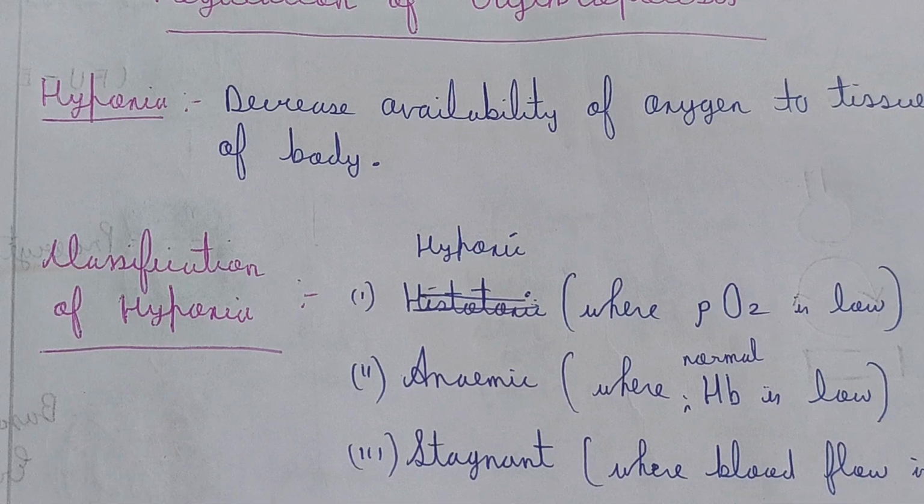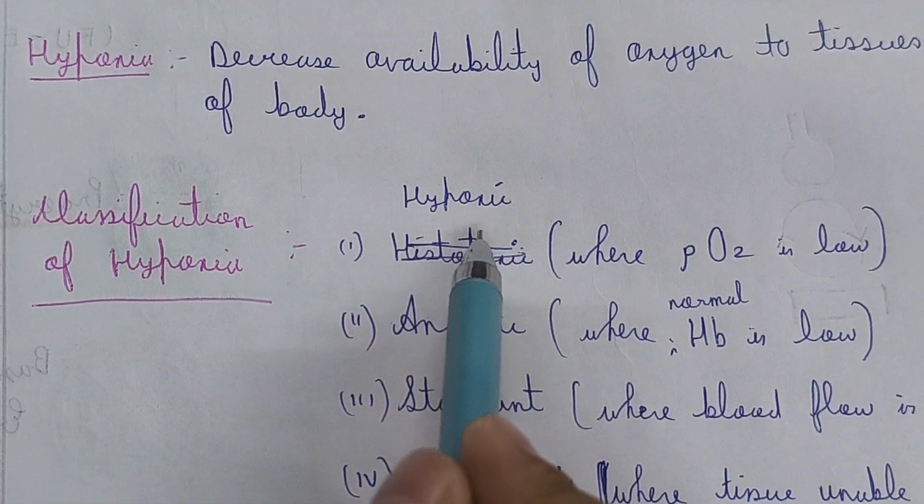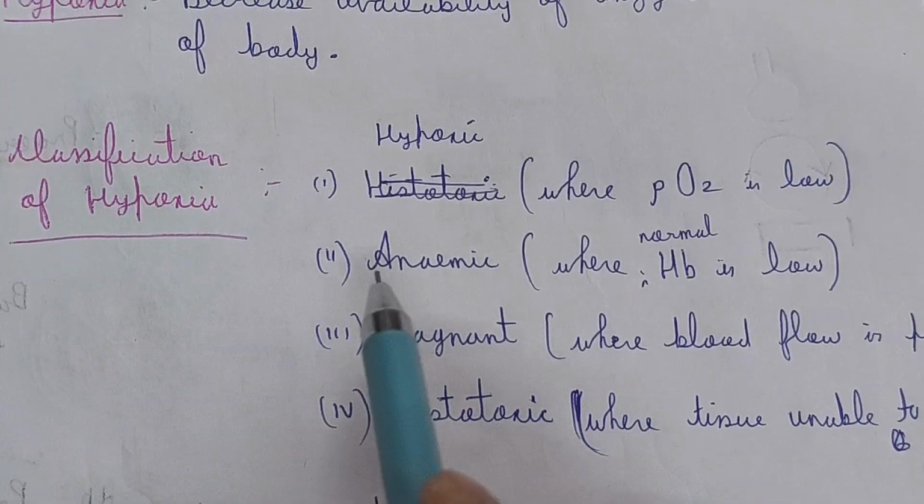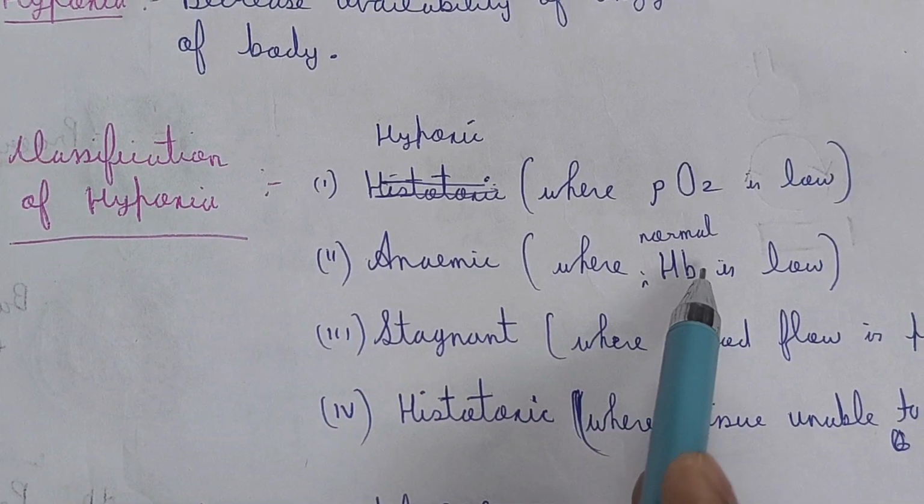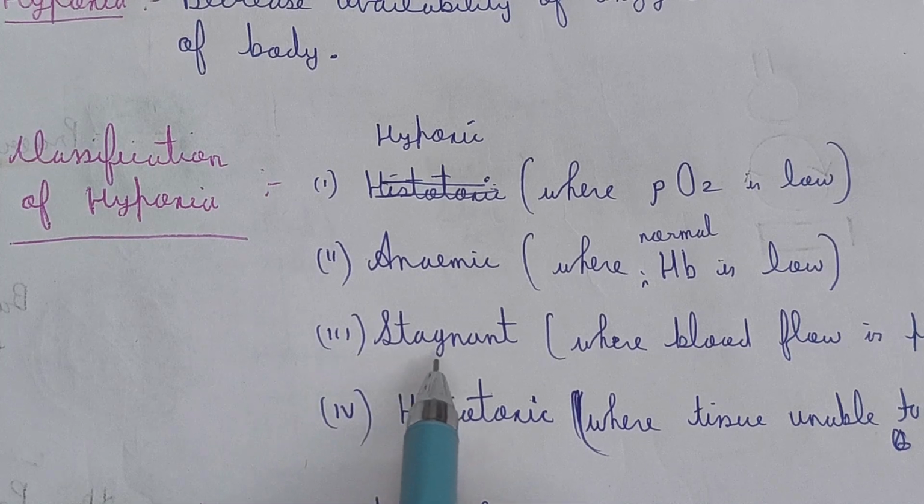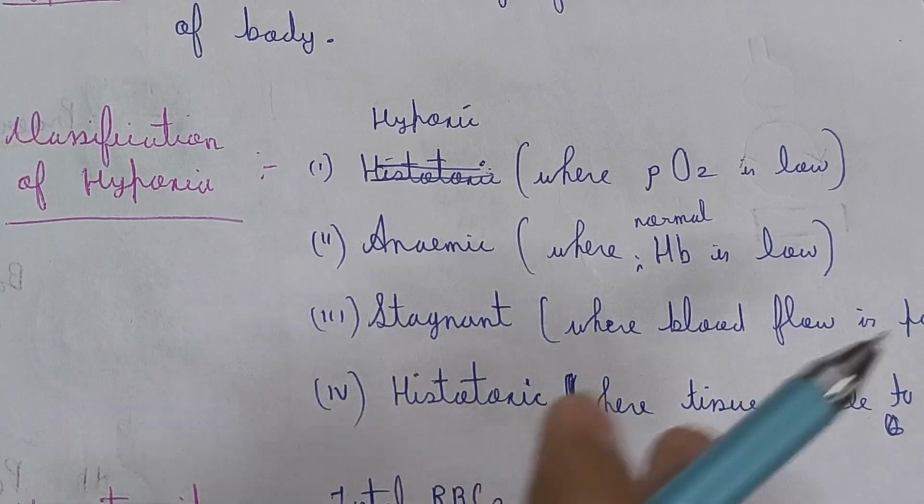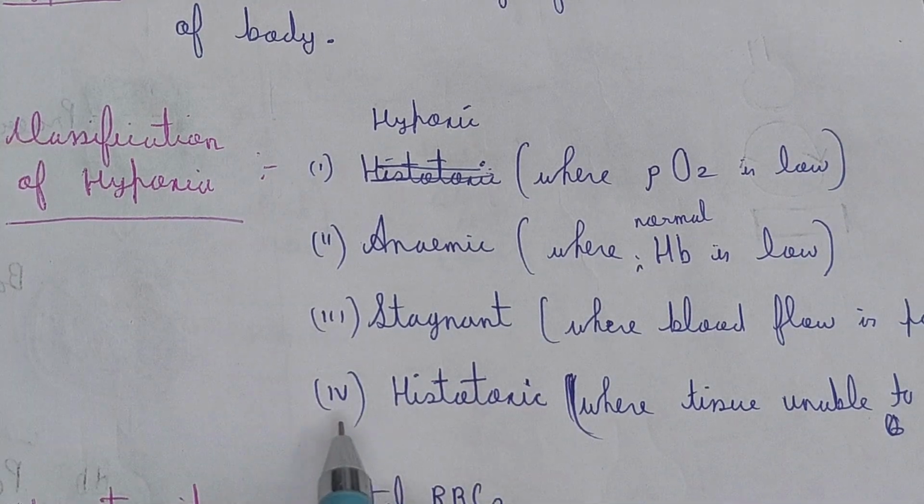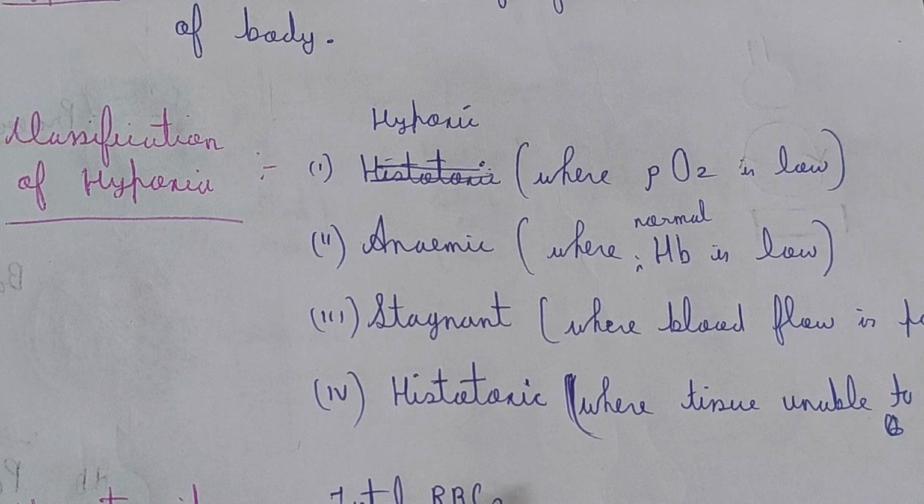And second, the classification of hypoxia. Here, hypoxic hypoxia, where the partial pressure of oxygen is low; anemic hypoxia, where normal hemoglobin is low; third, stagnant hypoxia, where blood flow is poor, inadequate or affected; and number 4, histotoxic hypoxia. And here basically hematocrit, simply, it is the ratio.